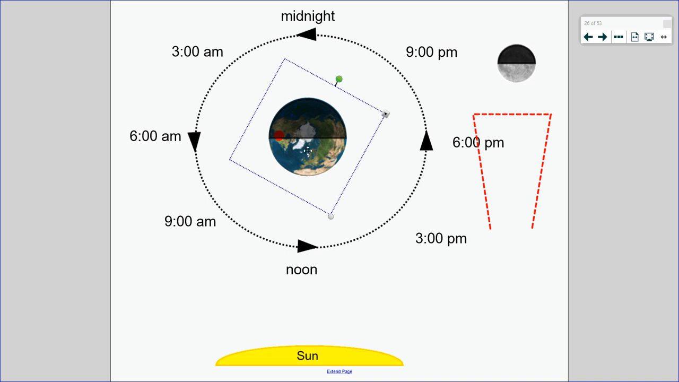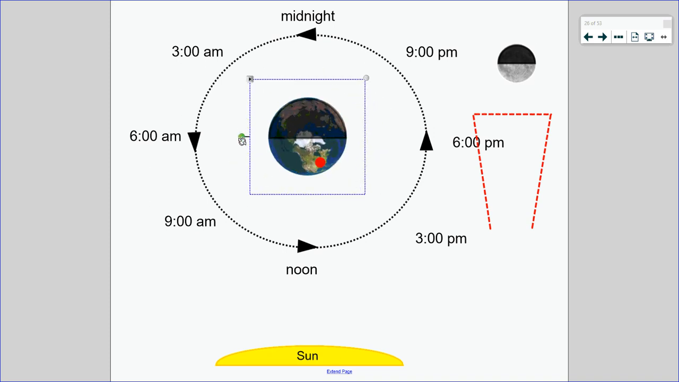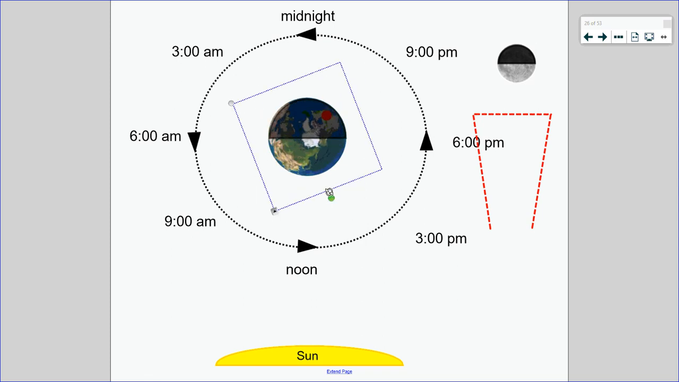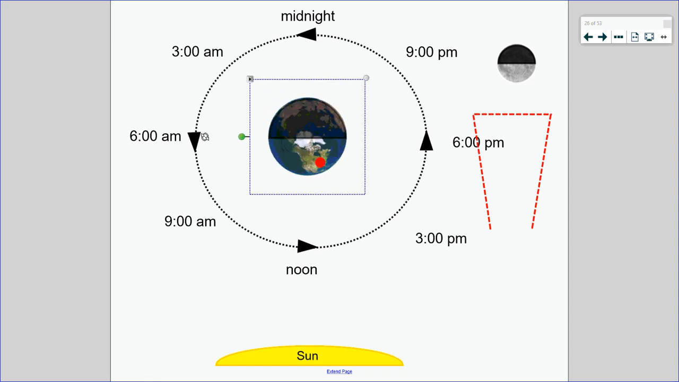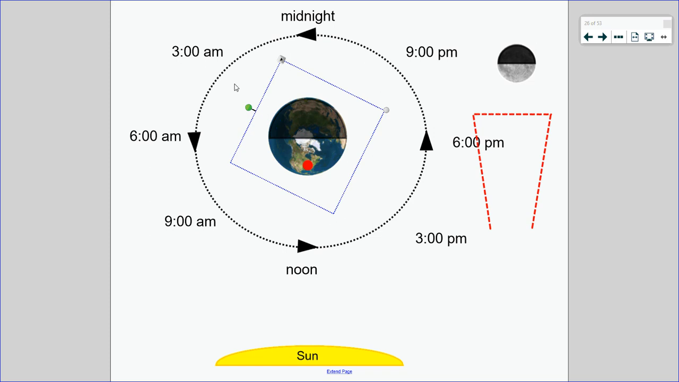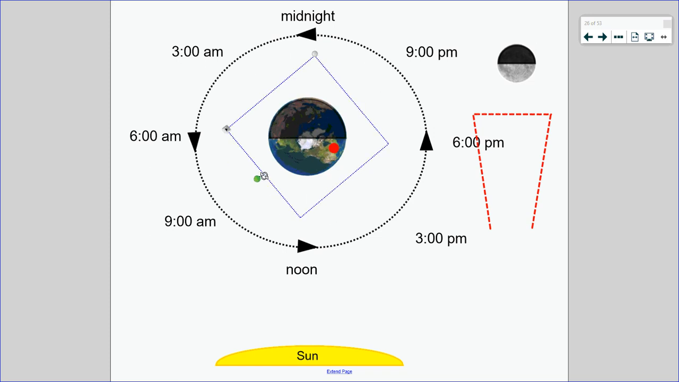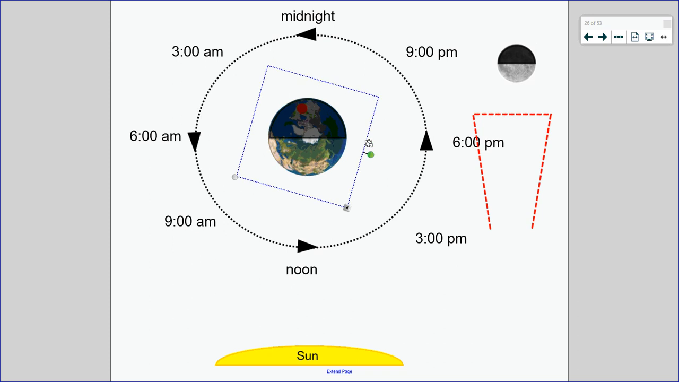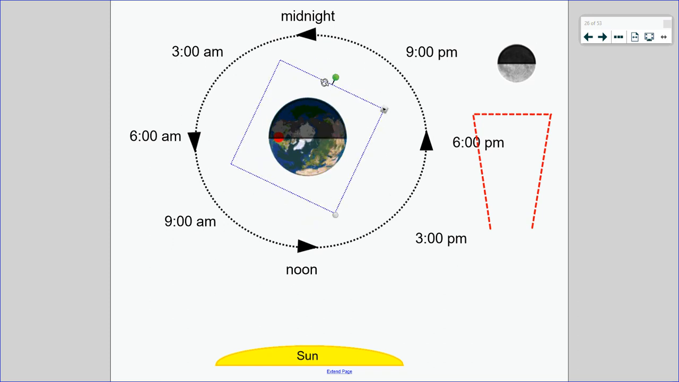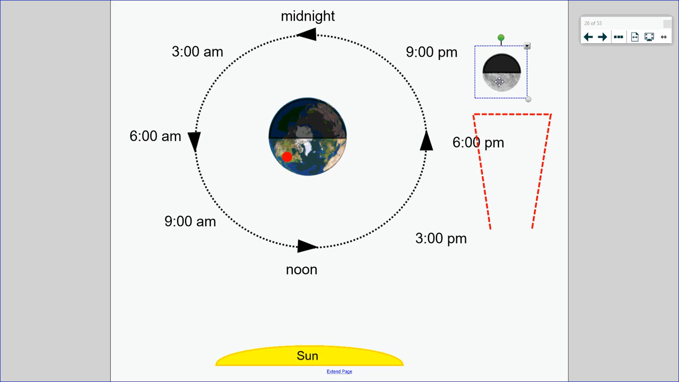And so with the Earth, you'll be able to spin that, and you can see whatever time of day it is based on the position of the red dot. So the red dot here would be at noon. Here would be 3 p.m. This would be 6 p.m., 9 p.m., midnight, 3 a.m., 6 a.m., and then 9 a.m. And then whatever moon phase you want, you just put your moon in the right spot. Here would be the new moon, a waxing crescent, first quarter, waxing gibbous, full moon, waning gibbous, last quarter, and then a waning crescent. So that's basically what you'll be doing with your model.